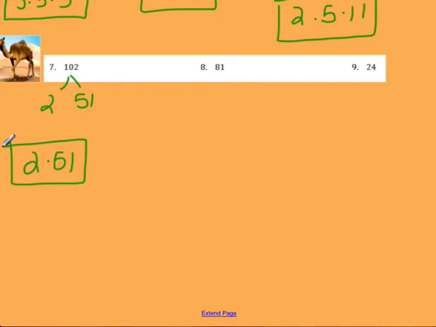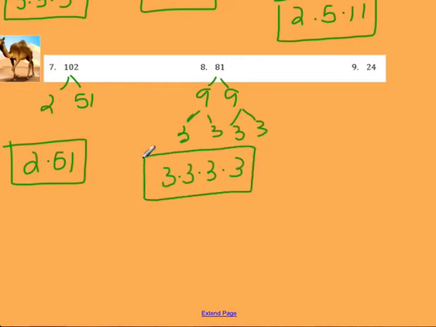Now let's take a look at number 8. So I take a look at the number 81, and the number 81 sticks out to me because it's a perfect square. Okay, 9 times 9 multiplies to 81. So I'm going to split it up into 2 9s. Well, I can split that 9 down even more. I can split each 9 down to 3. So then I'm going to multiply 3 times 3 times 3 times 3. So I'm going to multiply all of those together, and that will give you 81. 3 is a prime number, so I have it completely broken down into primes.